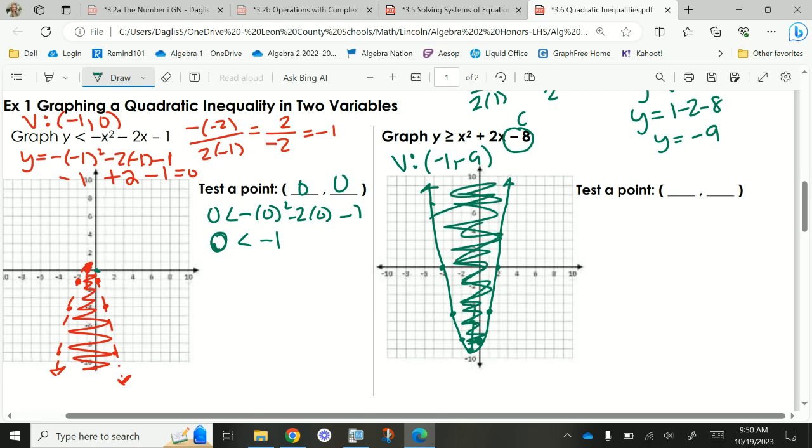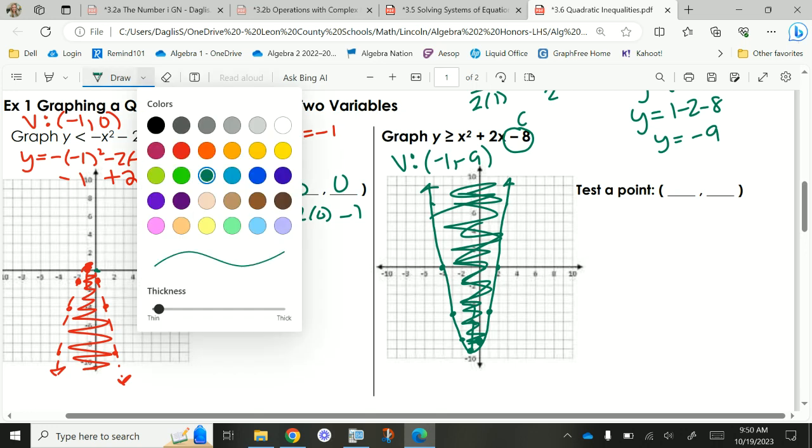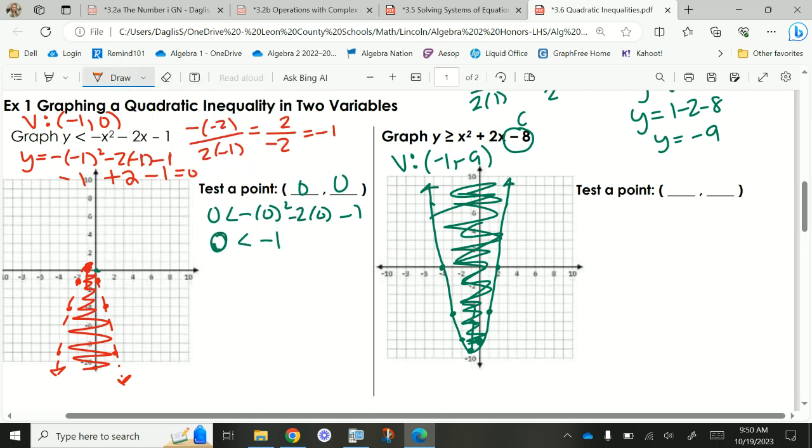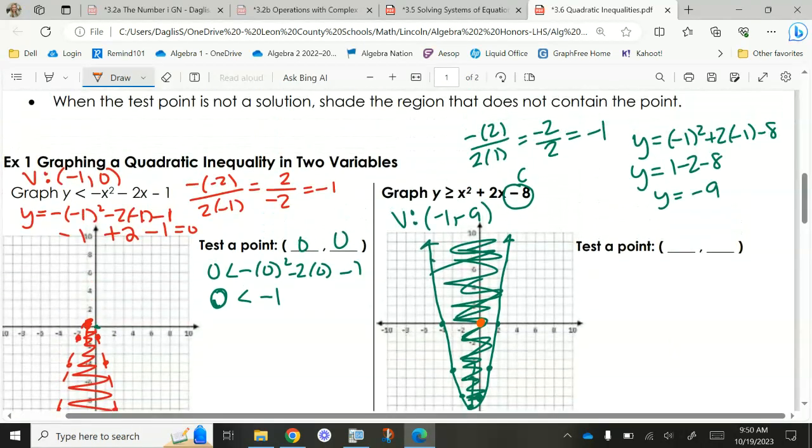How can I make sure that I shaded in the right spot? We can test something. So I'm going to test 0, 0 again. So if I shaded correctly, then 0, 0 will give me a true statement. Okay, so let's test it and see if that works. So is 0 greater than or equal to 0 squared plus 2 times 0 minus 8? So is 0 greater than or equal to negative 8? Is that true? Is 0 greater than negative 8? Yes. So that verified that I did shade in the right spot. My origin should be in my region.